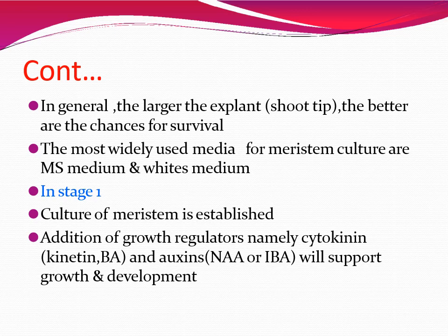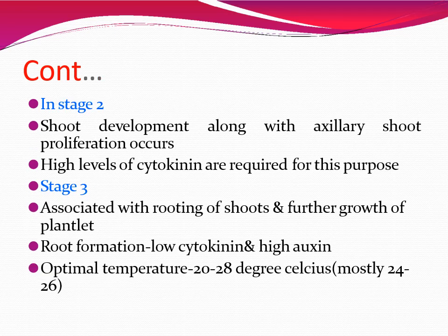Most widely used media for meristem culture are MS medium and White medium. In case of stage 1, the culture of meristem is established. Then addition of growth regulators, namely cytokinin and auxin, will support the growth and development of the plant. In case of stage 2, shoot development along with axillary shoot proliferation occurs. High levels of cytokinin are required for this process.